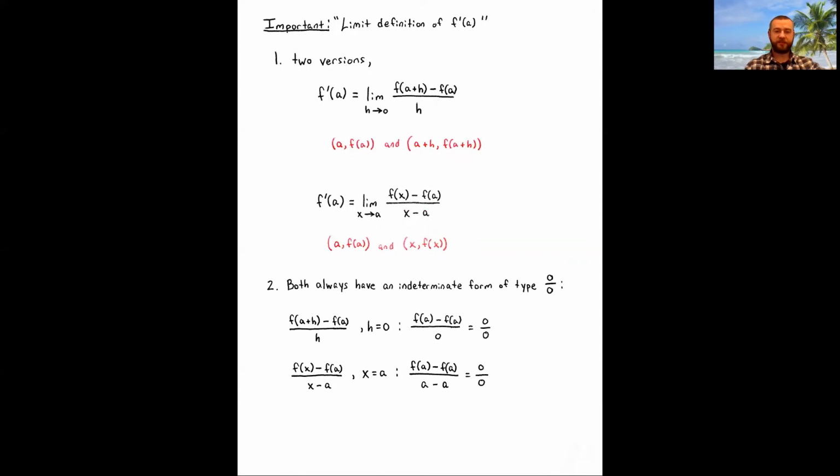These two limit definitions always give an indeterminate form of type 0 over 0. Make sure you see that for each limit definition above. The first, we plug in h equals 0, and we get 0 over 0. The second version, we plug in x equals a, but we still get 0 over 0. No matter which version you use for the limit definition, it will always result in an indeterminate form of type 0 over 0.